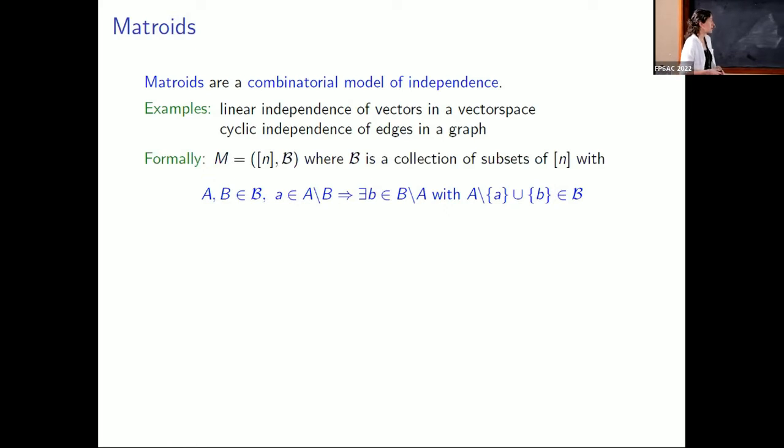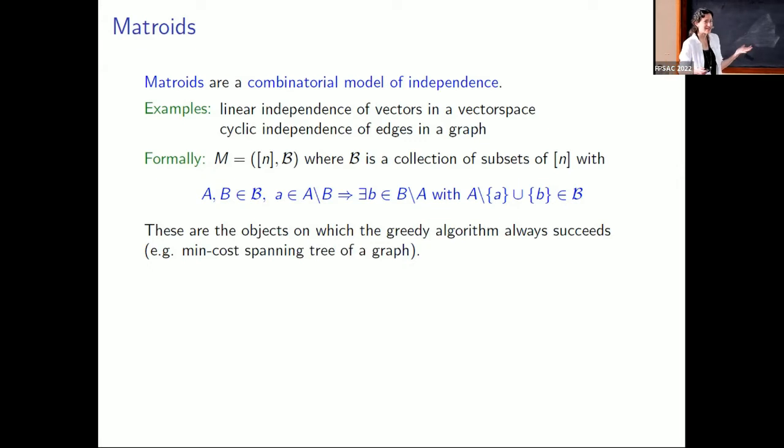Formally, we can encode a matroid as having a ground set, which is the numbers 1 through n, and some non-empty collection of subsets of n with an exchange property: if I have any 2 subsets and I pick any element that's in one but not the other, I can find an element, say little b in big B, to trade it out and get back to something in my collection.